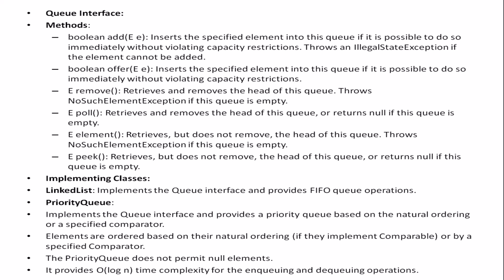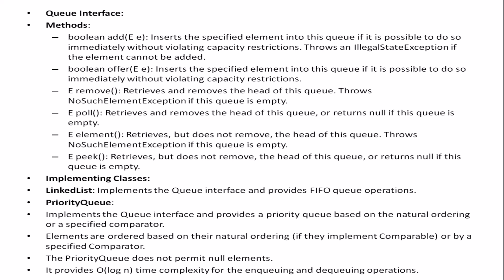Queue interface. There are specific methods in the queue interface. Those are boolean add(e). It inserts the specified element into the queue if it is possible to do so immediately without violating capacity restrictions. Means you can specify what type of collections you are going to add, without violating the restrictions. It throws IllegalStateException if the element cannot be added.